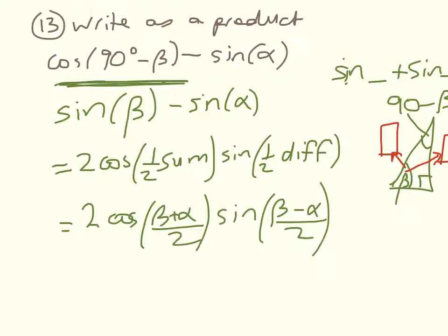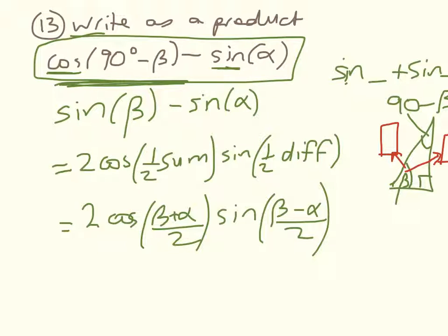Whenever you see a difference or a sum that's got a cosine and a sine, look at taking the complement of one of the angles to flip either the cosine to a sine or the sine to a cosine. That's all for now.